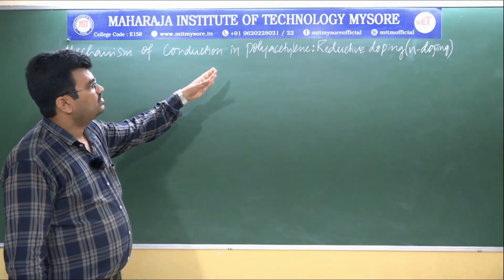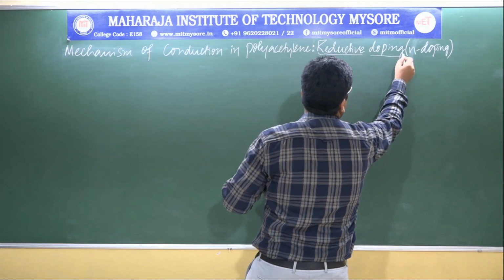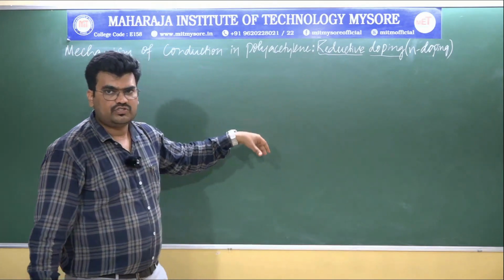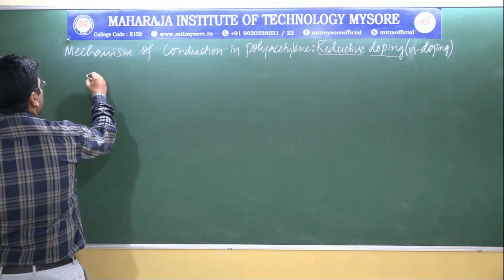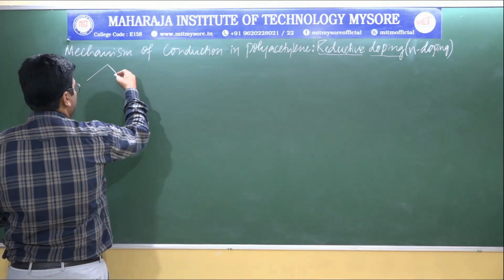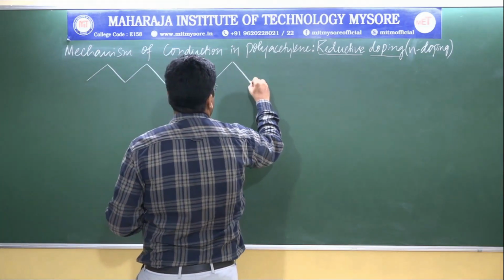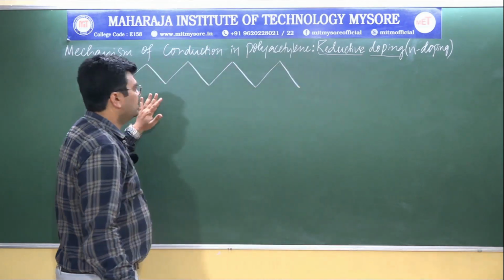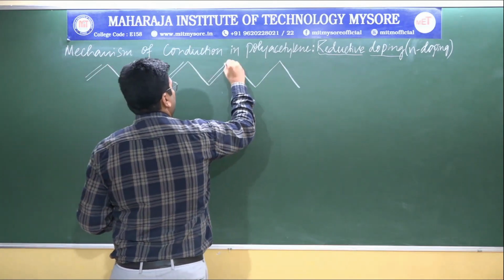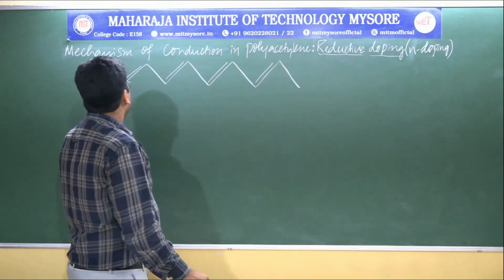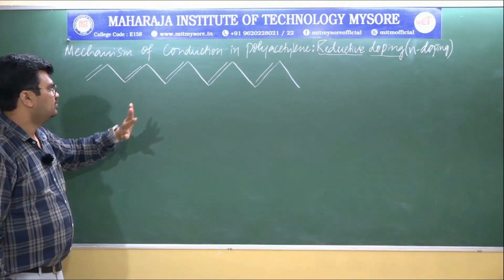The mechanism of conduction in polyacetylene by using reductive doping, right? So reductive doping is treating with a reducing agent, that is, an electron donor. First of all, let us write this polyacetylene structure like this. So you can write the alternating single and double bonds here. Okay, so it has a linear structure, which is a rigid chain consisting of continuous conjugation.